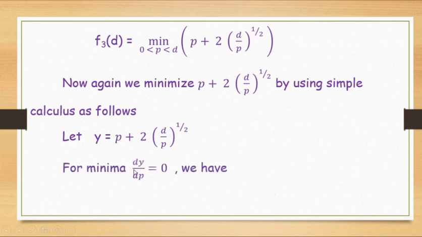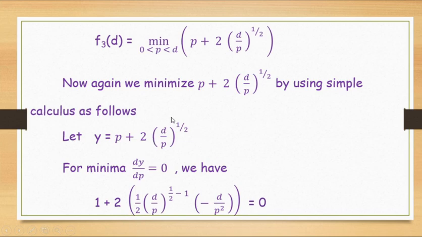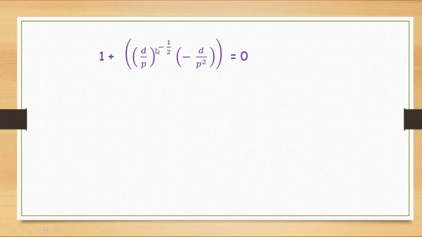For minima, dy by dp is equal to 0. We have the derivative of p with respect to p is 1, plus 2 times as it is. Now we have to find the derivative of this term, d by p raised to half. It will be 1 by 2 as it is, d by p raised to 1 by 2 minus 1, into the derivative of d by p. d as it is, and the derivative of 1 upon p is minus 1 upon p square. Now this 1 by 2 and this 2 will get cancelled out. 1 by 2 minus 1 means it is half. That means the expression is 1 plus d by p raised to minus half, minus d by p square, is equal to 0.